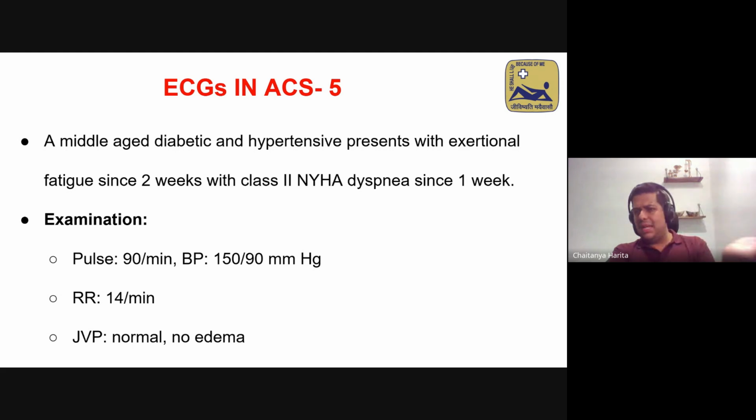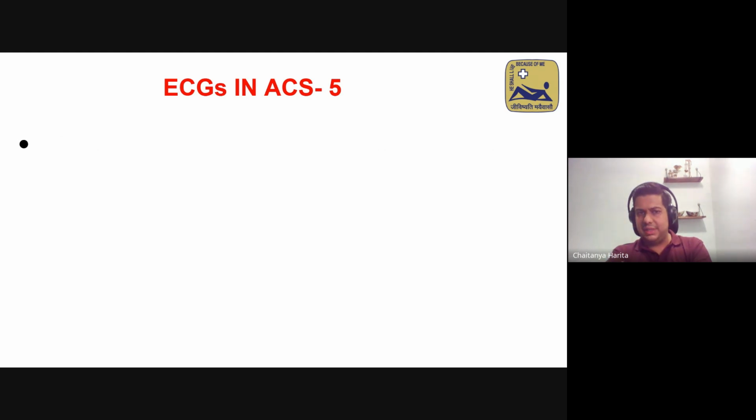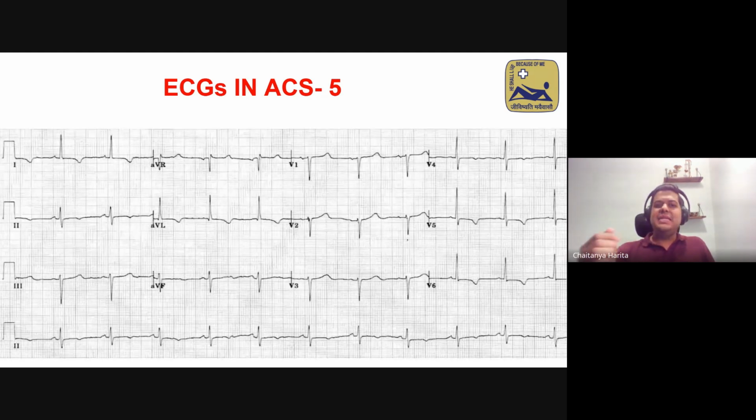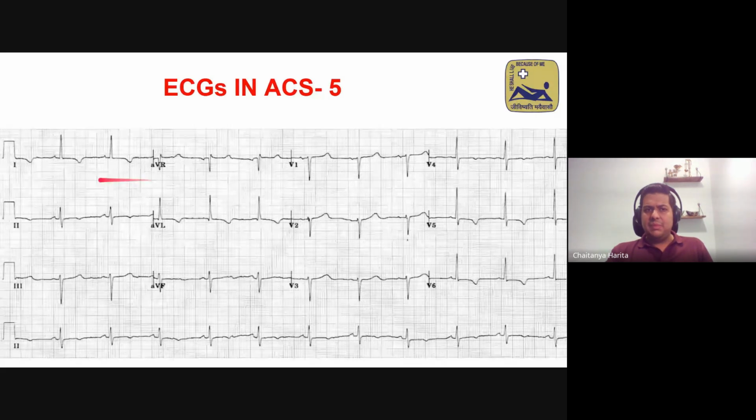And he says, normally I walk about 5 km, now I'm not able to walk more than a km, I've got class 2 dyspnea. And this is the ECG that you see. The calibration on the extreme left is normal. The rate is good, maybe about 65 or 60. Axis is left axis because lead 1 is positive, AVF is negative.